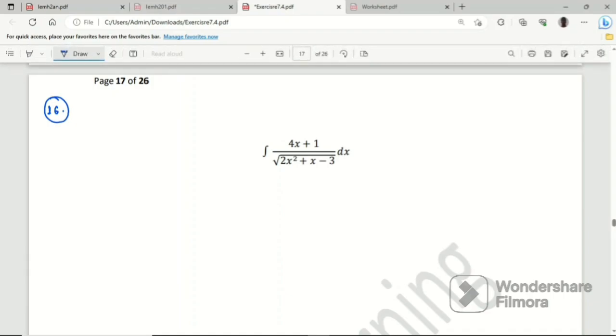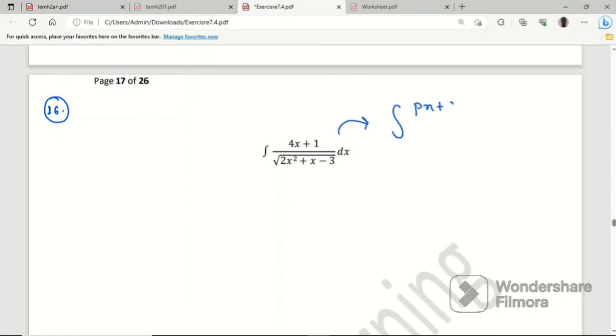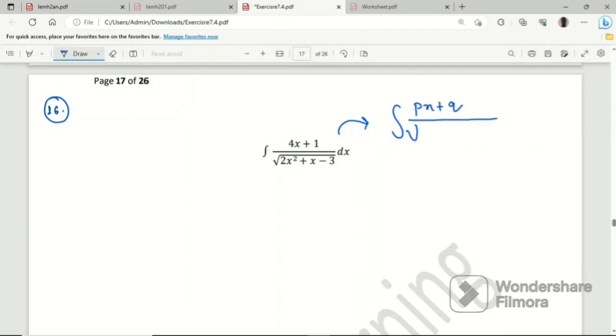Now this integration is a particular type of integration. It is in the form of (px plus q) upon under root of the quadratic equation, that is ax squared plus bx plus c. It can be so much lengthy also, it can be very easy also. It depends totally upon the question. So you need to keep on trying. Then only you can tell the intensity of the question, how much longer it can go.